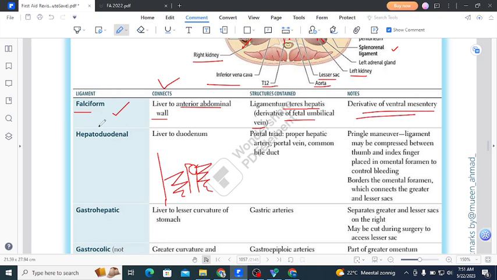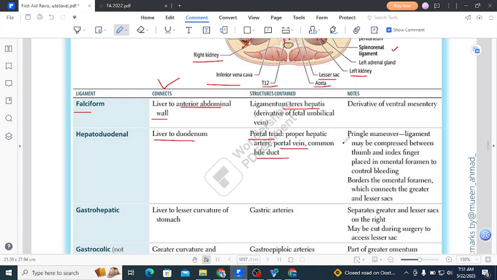Then we have the hepatoduodenal ligament. It connects the liver to the duodenum. It contains the portal triad: the proper hepatic artery, the portal vein, and the common bile duct. Note the Pringle maneuver: the ligament may be compressed between the thumb and the index finger, placed in the omental foramen, to control the bleeding. It borders the omental foramen, which connects the greater and lesser sac.